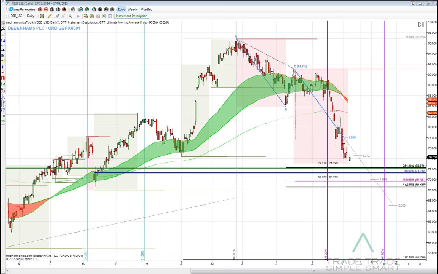Beyond this point, we'll be applying our usual 1.272 and 1.61 external retracement of the entire AB equals CD pattern, and this will plot our final target, which sits outside the range of this pattern. So Debenhams, in a nutshell, we're expecting a reversal and a continuation of the uptrend, and we'll be looking to get out at our first two target points.